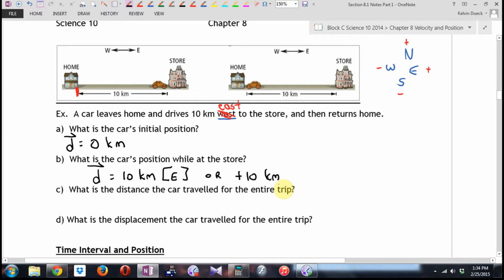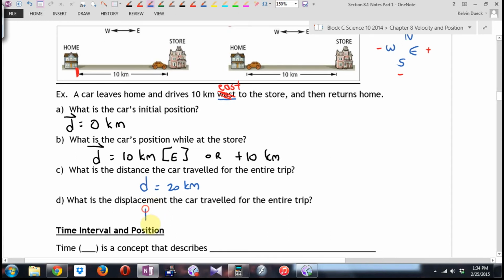What distance did the car travel for the entire trip if it went there and back? Someone said it here. You're right. 20. So what's my symbol for distance? No arrow, right? That's a scalar. d for distance, d with a vector bar for position or displacement.